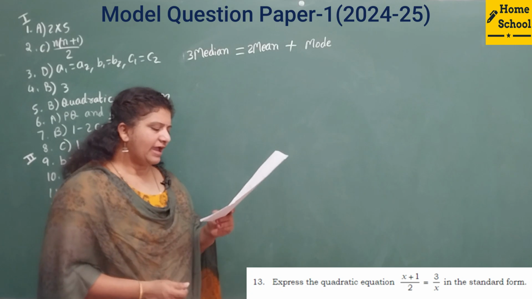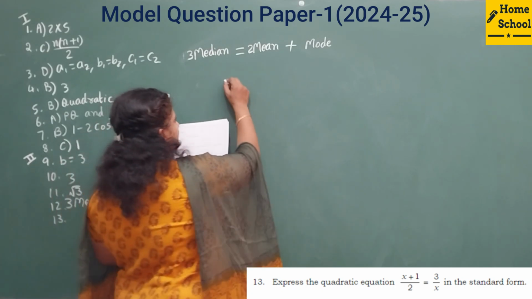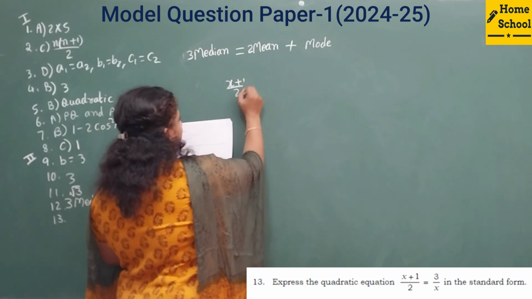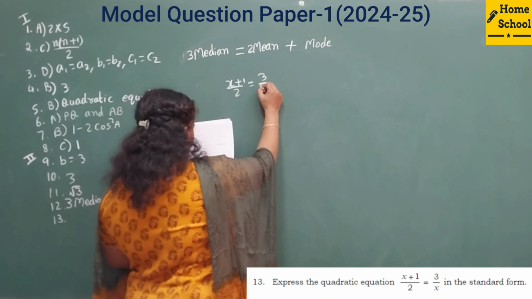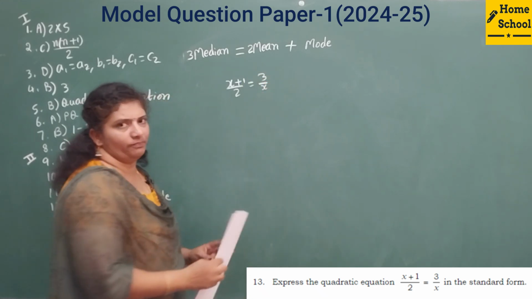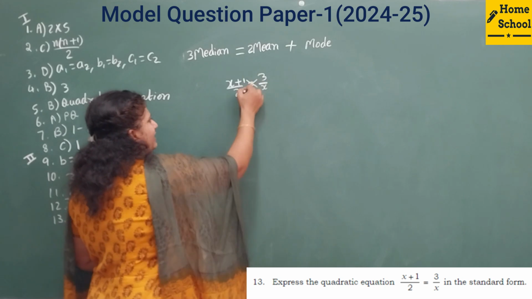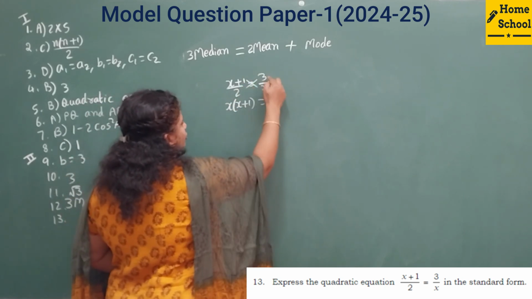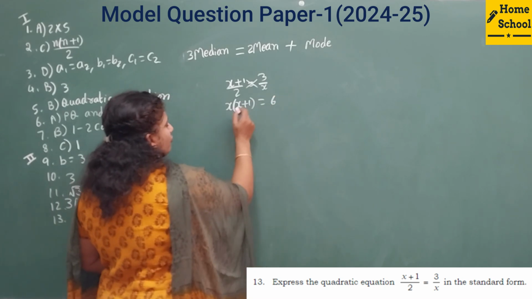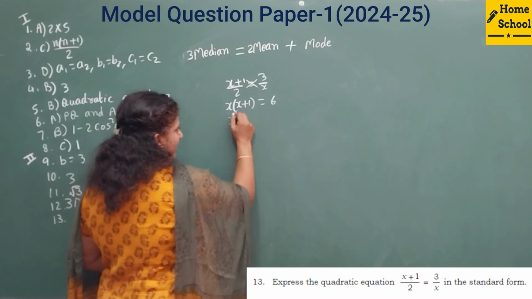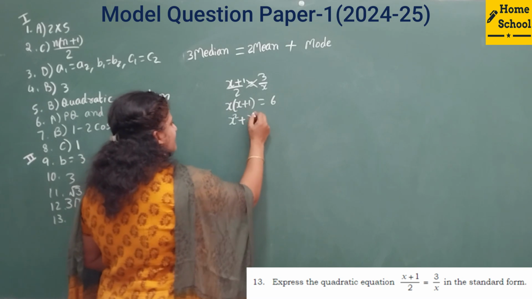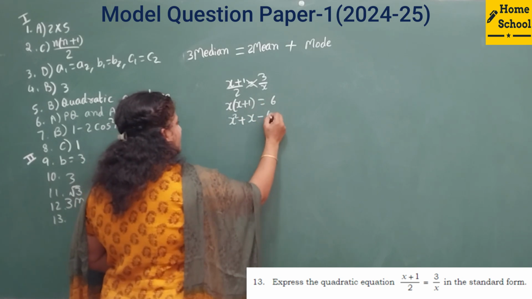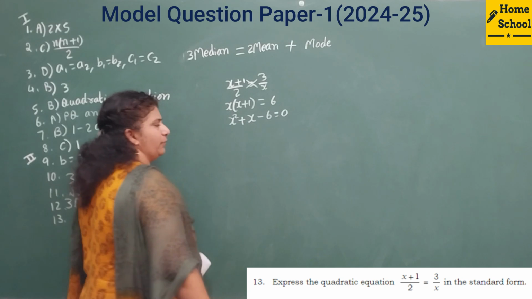13th one, express the quadratic equation (x plus 1) by 2 equal to 3 by x in the standard form. Cross multiply: x into (x plus 1) equal to 2 3s are 6. Remove brackets: x into x is x square plus x into 1 is x. 6 bring this side, minus 6 equal to 0.